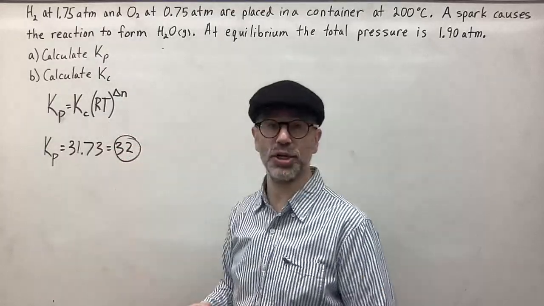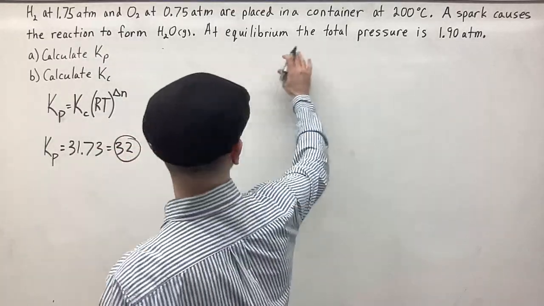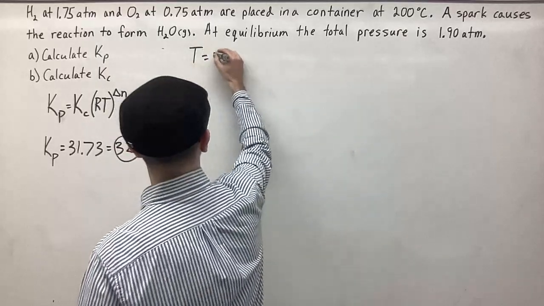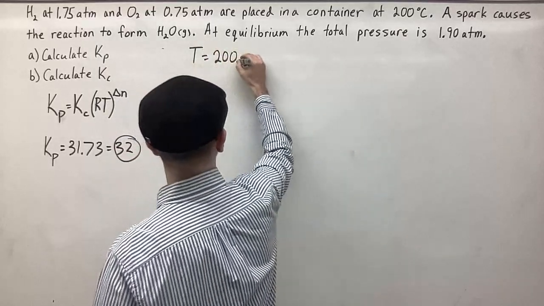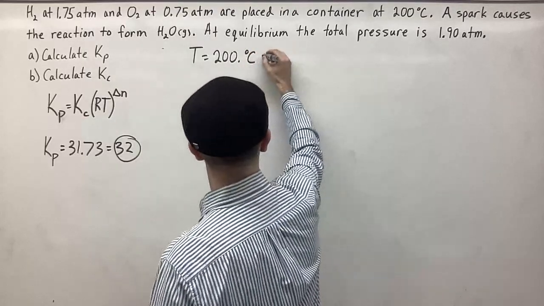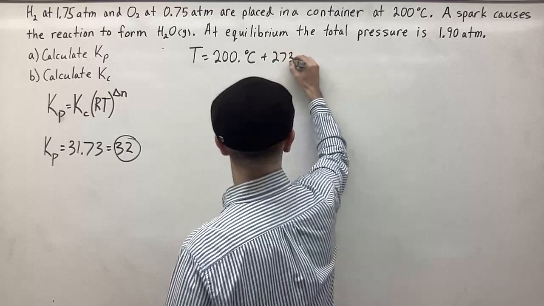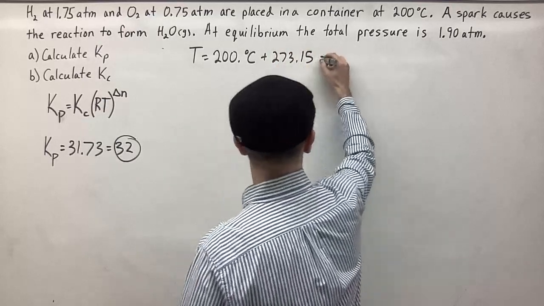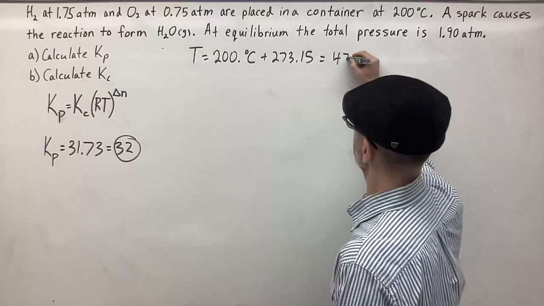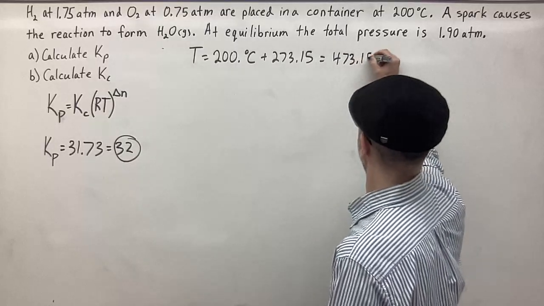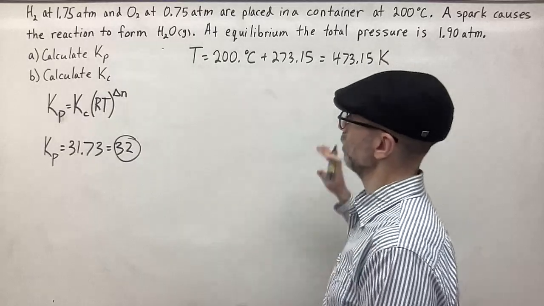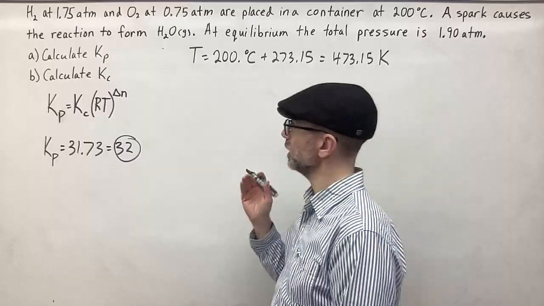Now we need the temperature in Kelvin. They gave us 200 degrees Celsius, so we're going to have to change our temperature. So temperature equals 200 degrees Celsius. We're going to have to add 273.15, and then we get 473.15 Kelvin. Okay, and then now that we have that, we can plug everything in.